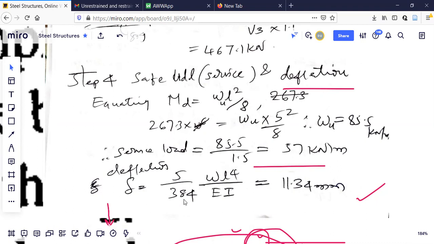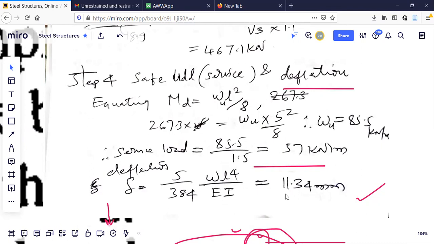Now delta = 5 by 384 wL4 by EI. Whenever you find the deflection, remember you should use service loads. w should be the service load, because at service load you are calculating the deflection. Serviceability criteria is always based on service loads. So w should not be 85.5, it should be the service load, which is 57. So here you substitute 57, L is there, E and I are given.